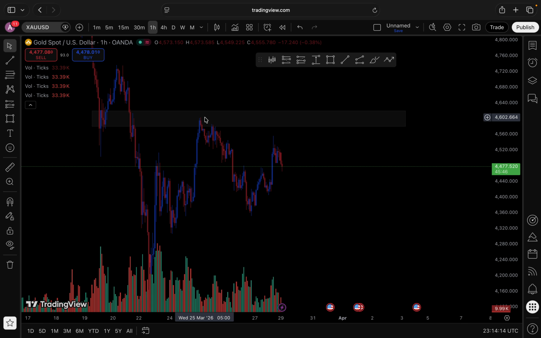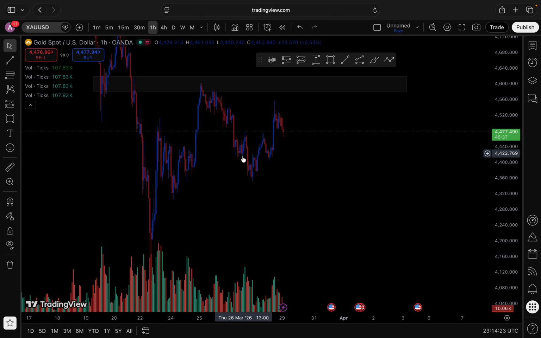Now, once it got to this level, it used it as a level of sellers until it got back down to this level of buyers, because buyers were sitting here and they pushed price up from this level. And this is live, actually. Pushed price up from this level, came back down to this level, and then had a push up. And now it's tapping into this level.